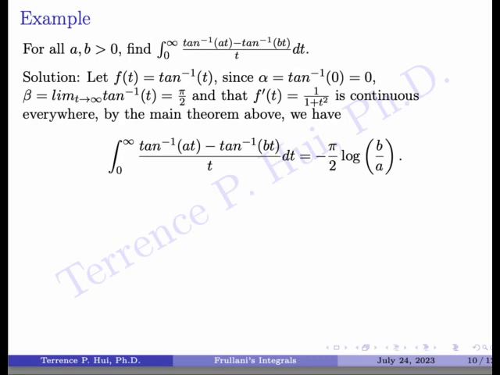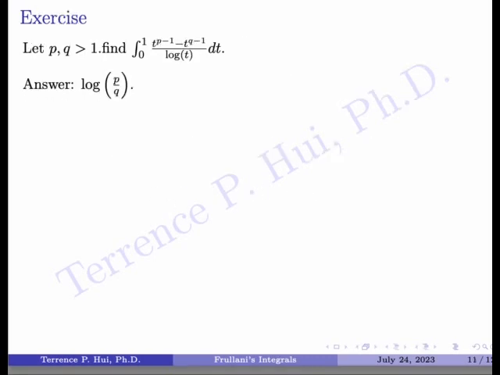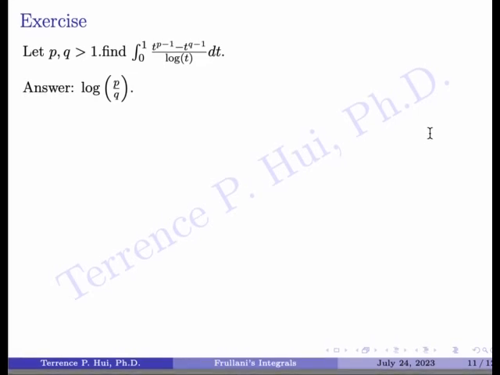Okay? All right. Let me give you an exercise. Think of this as a challenging exercise. If you have time and you're interested, see if you can figure this out. Suppose p and q are arbitrary constants greater than 1. Find the integral from 0 to 1 of t to the p minus 1 minus t to the q minus 1, all over log t.